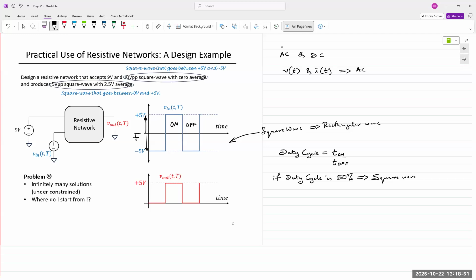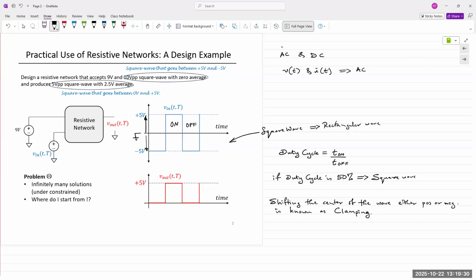So shifting the center of the waveform either positive or negative is known as clamping. Okay, clamping is an important application in circuits.